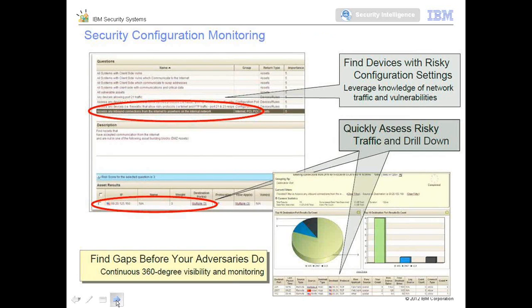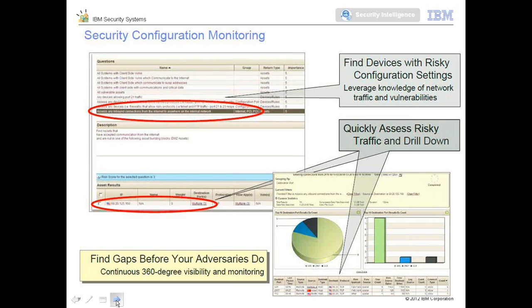Security configuration, the security intelligence part that we were looking at. So these are QRadar screenshots. How do we do security configuration monitoring? We find devices with risky configuration settings. I am sorry, but the screenshot is not that clear. But that's what we do.